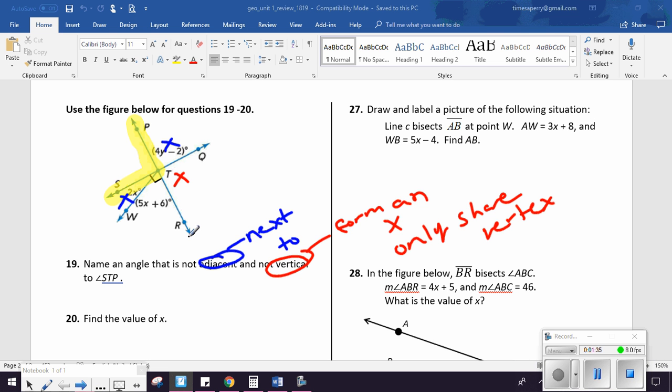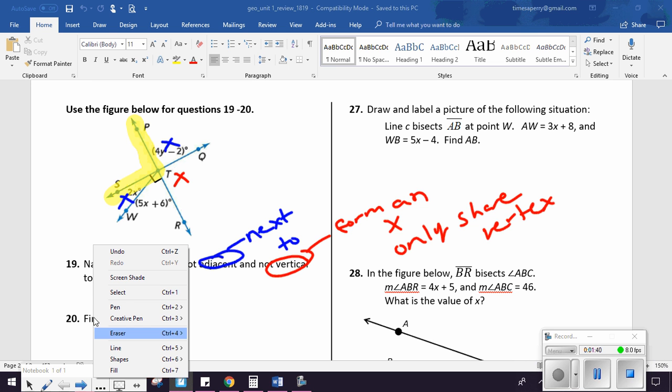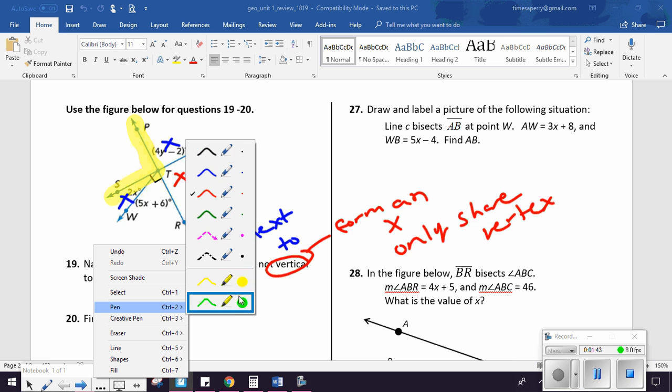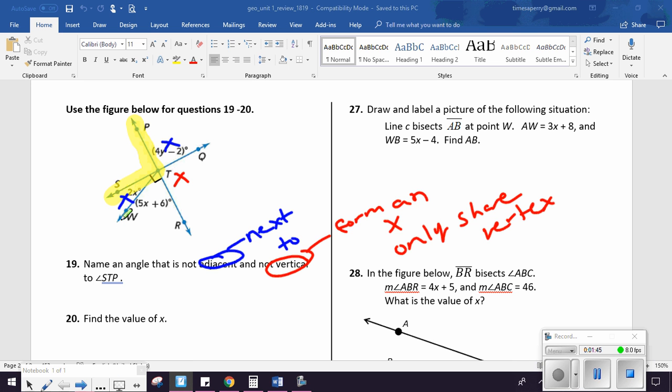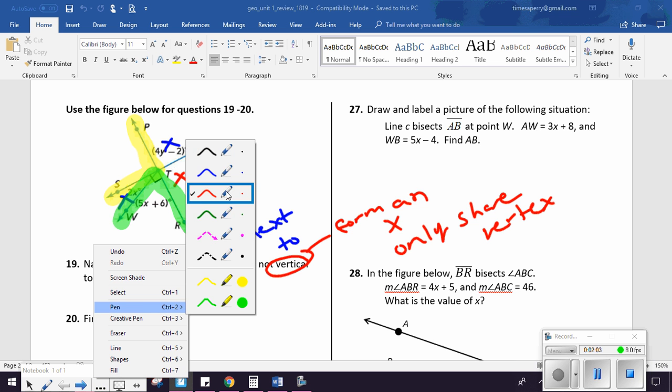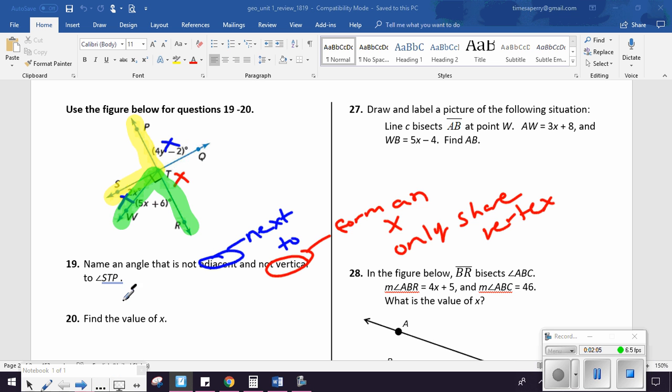So by process of elimination, an easy one to say is WTR. They don't share a wall and they don't form an X when they're connected, as you can see in my highlighting, which is not the greatest, but that's not a perfect X. So angle WTR. There are others out there though.